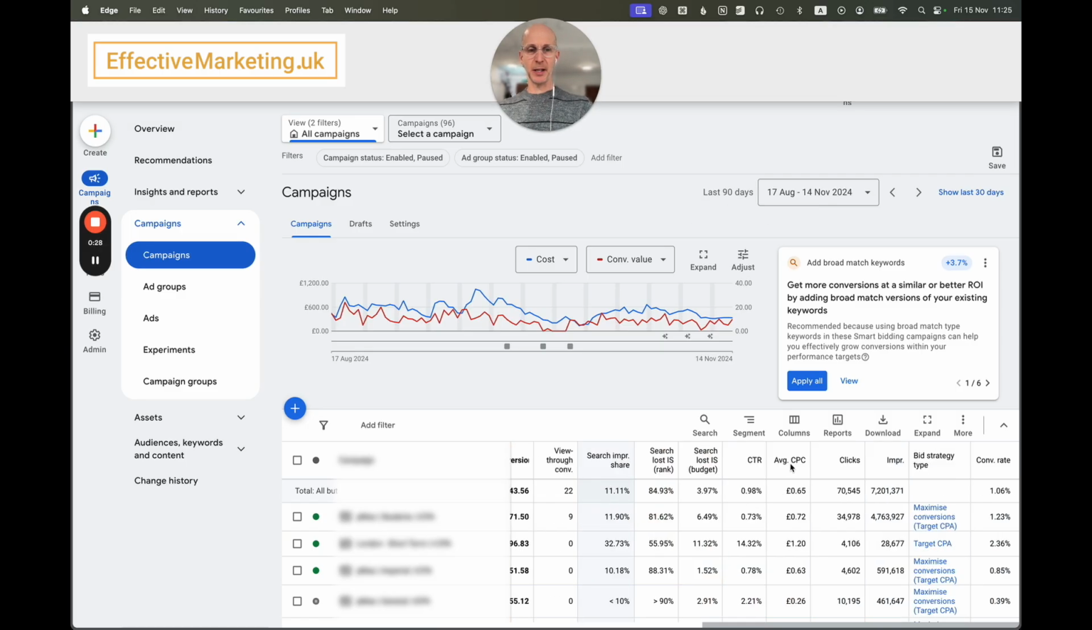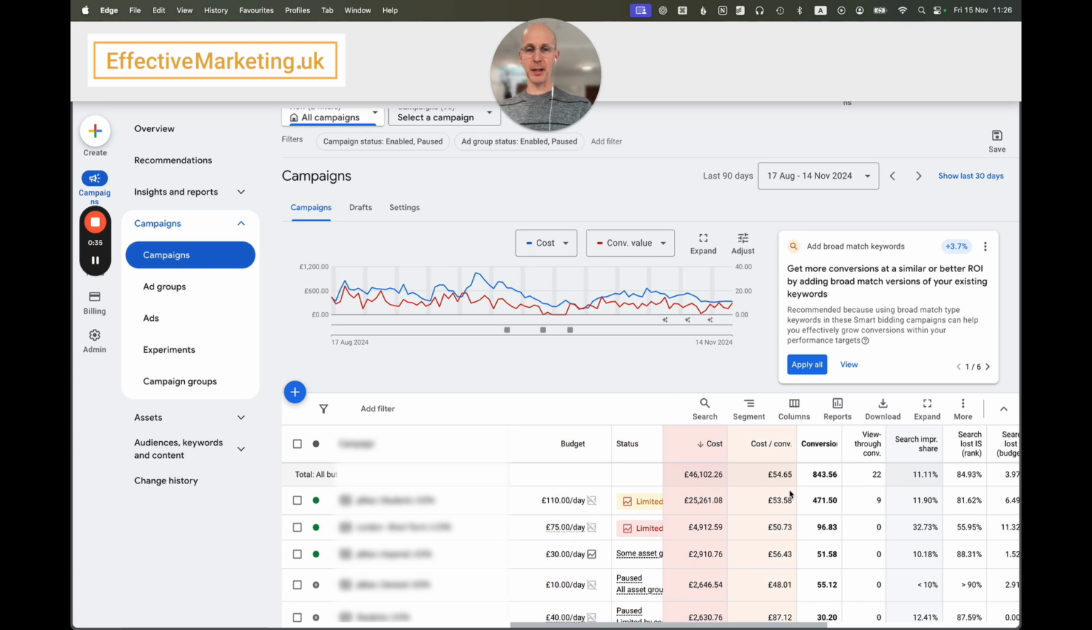The average CPC in this account is 65 pence, so it's not too high, but let's discover what kind of spikes are in it. We had good volume mainly on search and PMAX. It's a lead generation account and it's 46k during this period.